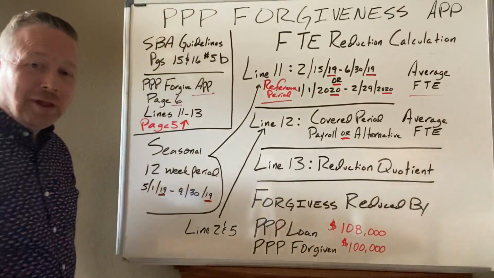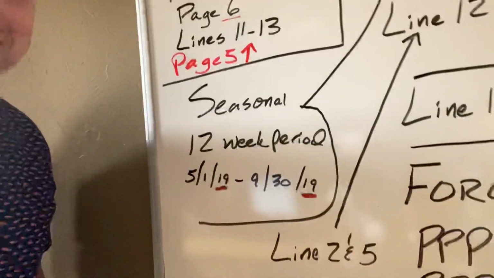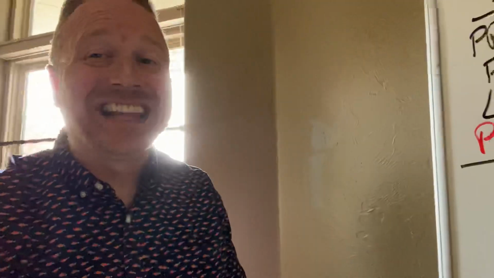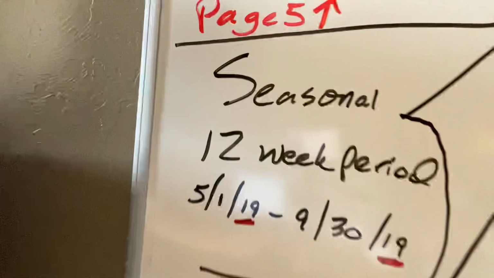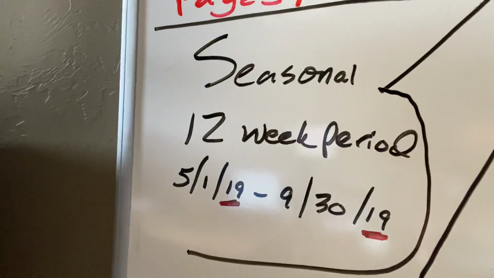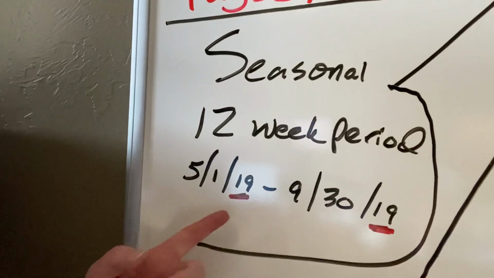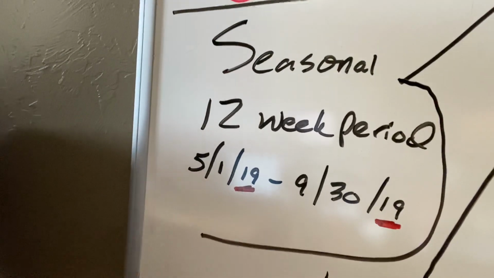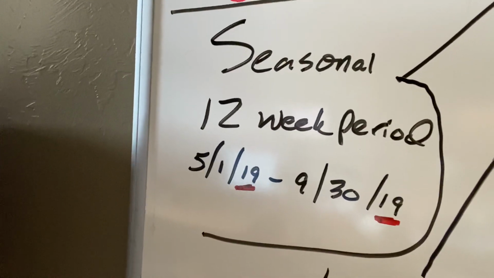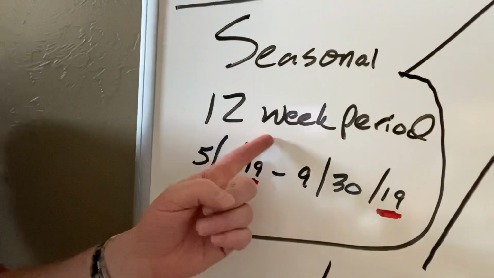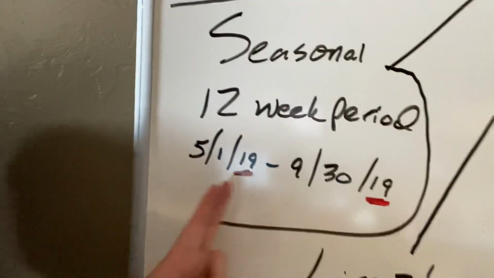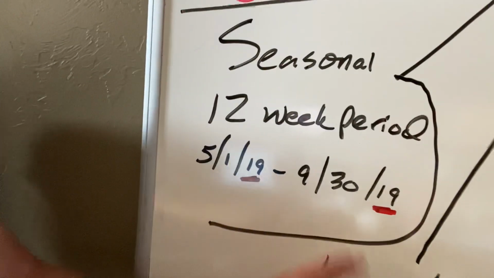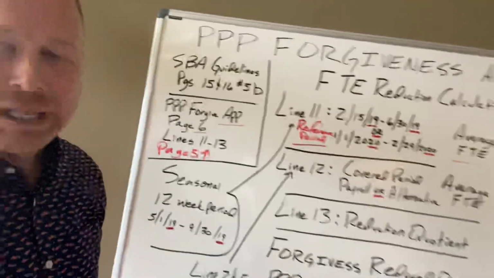So here's the thing, though. If you're seasonal, there's a third date to pick from. We're talking about the reference period on line 11 of the forgiveness application. So if you're seasonal, you can take a 12-week period, May 1st through September 30th, 2019. You take a full straight 12 weeks and you can use that period. So this is obviously more than 12 weeks, so you pick your 12 weeks. That's for seasonal only, period, the end.